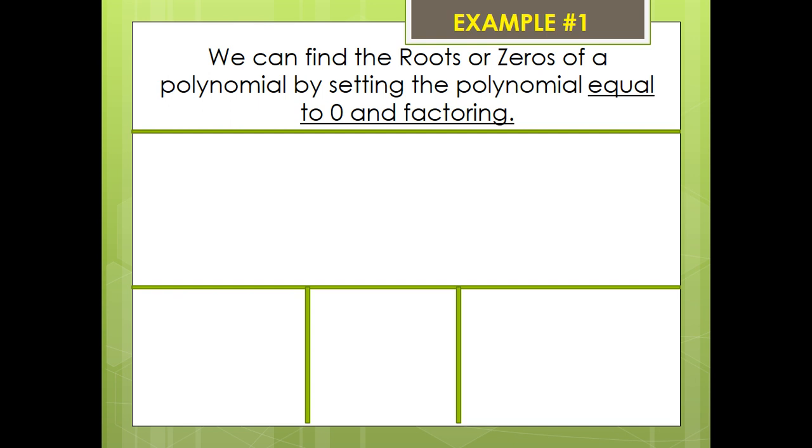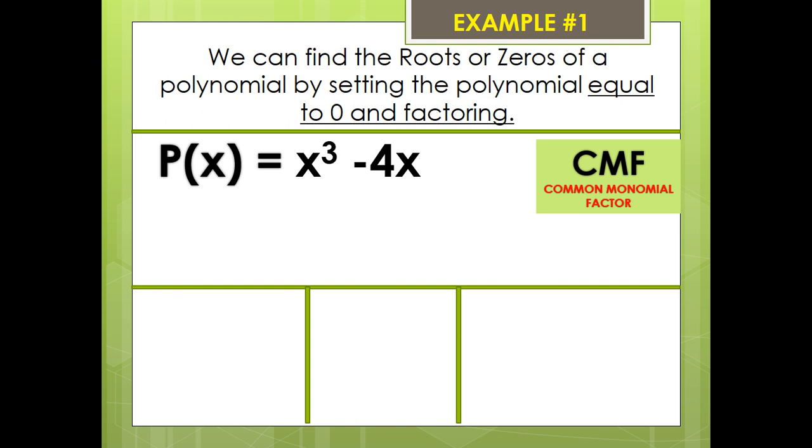Let's have example number 1. We can find the roots or zeros of a polynomial by setting the polynomial equal to 0 and factoring. So we will use the procedure of factoring to find the roots or zeros of a polynomial. So we have the given p of x is equal to x cubed minus 4x. So kung matatandaan ninyo, yung factoring natin ng ganito, may common sila. Ano yung common nila? Yes, yung x yung common nila.